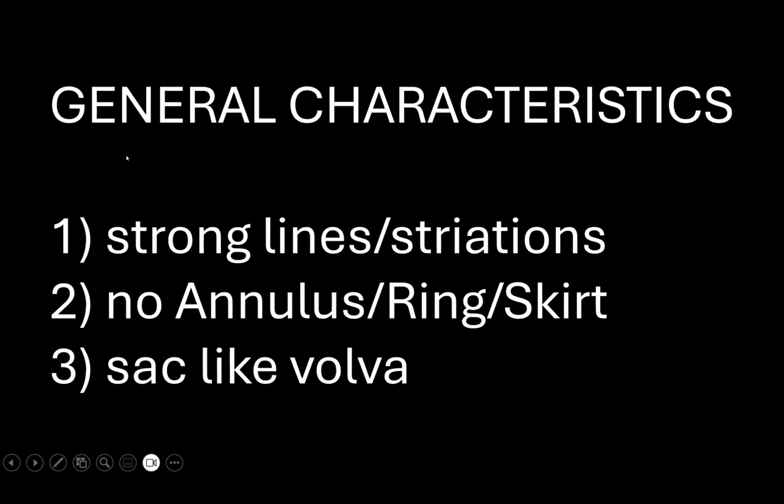Yes, thank you. So Amanita section Vaginatae is one of the 9 sections of Amanita that we now have. Quo on mushroomexpert.com kind of simplifies the general characteristics down to just 3. The first is strong lines or striations. The second is no annulus, ring, or skirt. And the third is a sac-like vulva. And we'll talk about each of these for just a couple minutes.